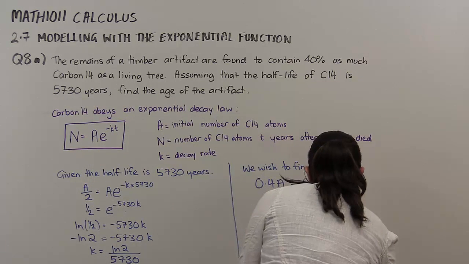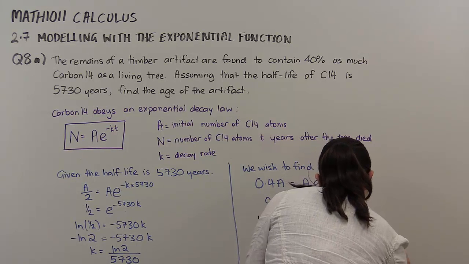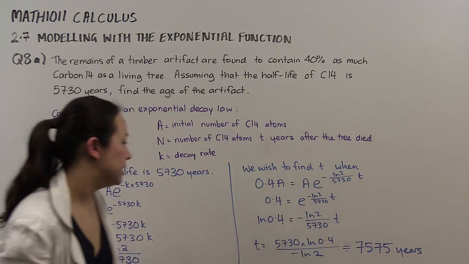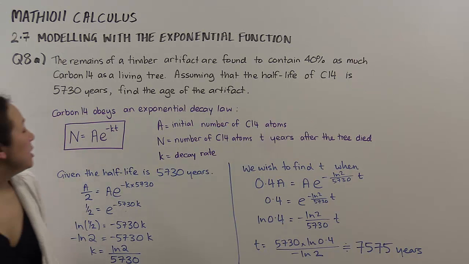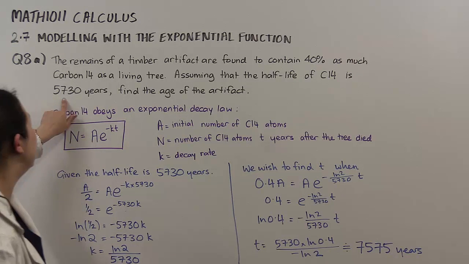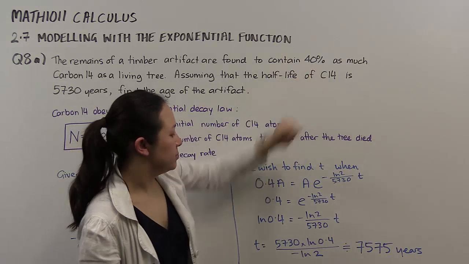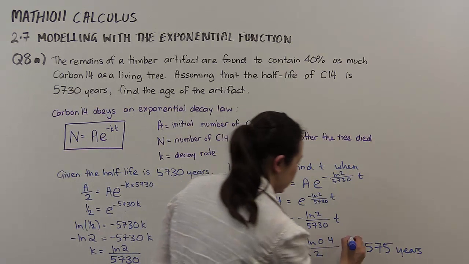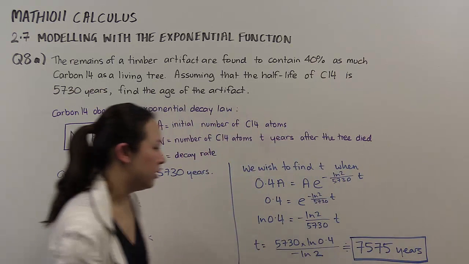And I get, let's say, approximately 7,575 years. I'm rounding that to the nearest year there. Okay, so we know there's half as much left after 5,730 years, so it makes sense that there could be 40% as much left after 7,575 years. So that's the age of the artifact there.